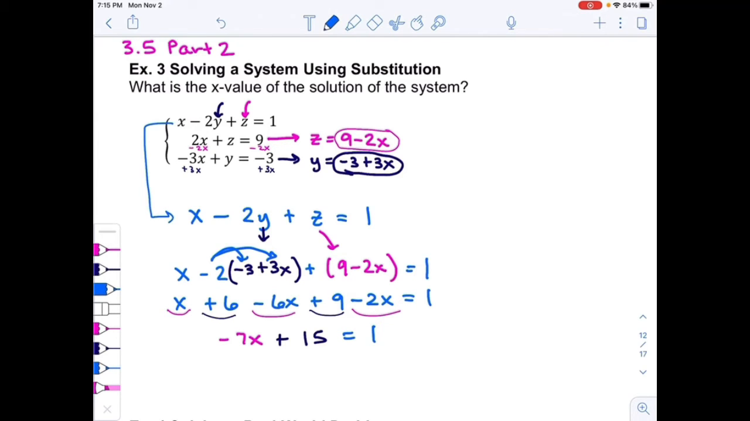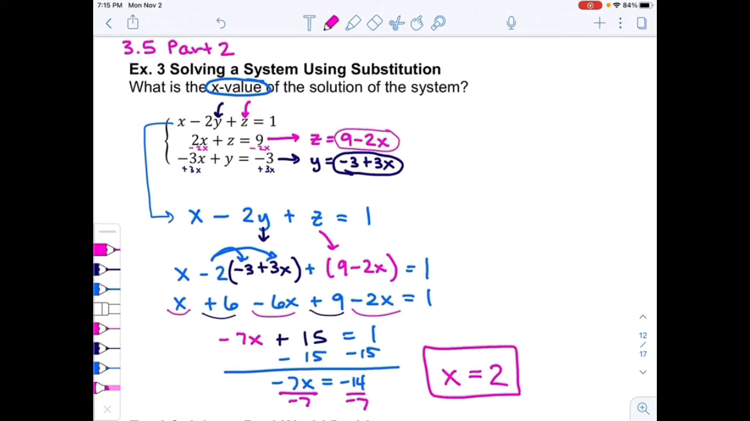So let's solve to get x by itself. Oh, look at that. What does it ask us to do? What is the x value? All I've got to do is find out what x is, and I'm done. So let's solve and figure out what x is. If I want to get x by itself, I'm going to get rid of that plus 15 by subtracting 15. So negative 7x is going to equal negative 14. Divide by the negative 7, and x is going to equal positive 2. And all they wanted was what is the x value of the solution of the system.